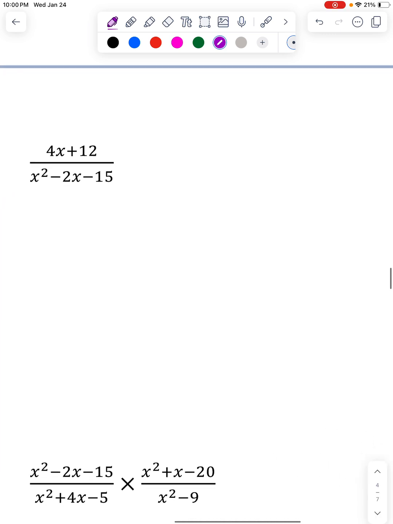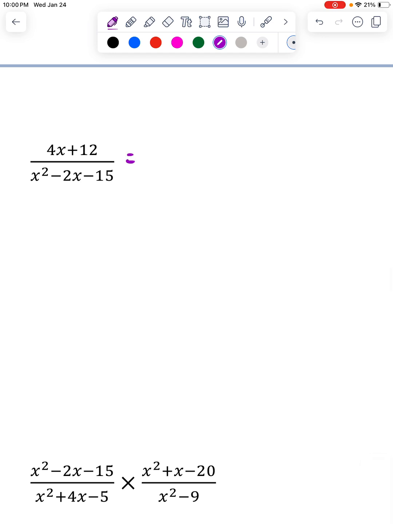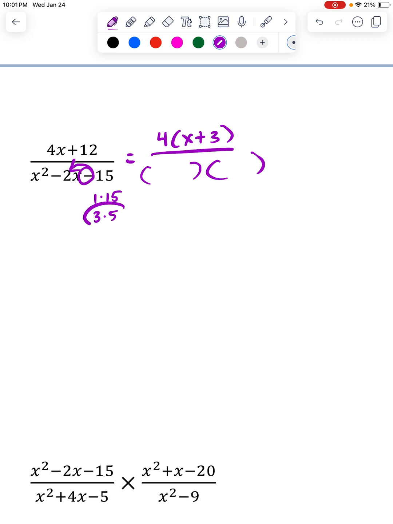Here, it is not factored yet. The top is a GCF situation where I'll pull out a 4. And the bottom is not. The bottom is where I'm going to have to go to my blue card and figure out how to make 15. 1 and 15, or 3 times 5, needed to subtract to be 2, so I'm going to have to use these. And in order for it to be negative 2, I'll need negative 5 plus 3. But then this x plus 3 cancels that x plus 3, and I'm left with 4 over x minus 5.